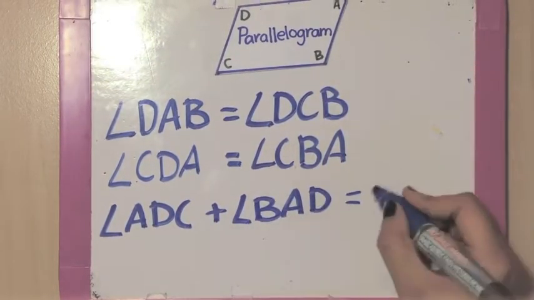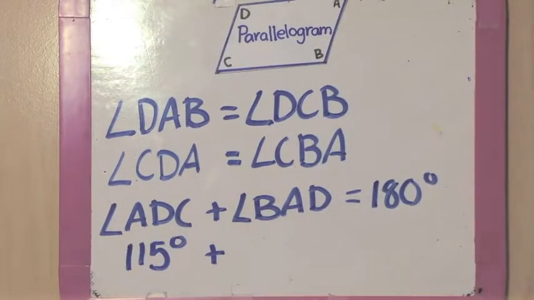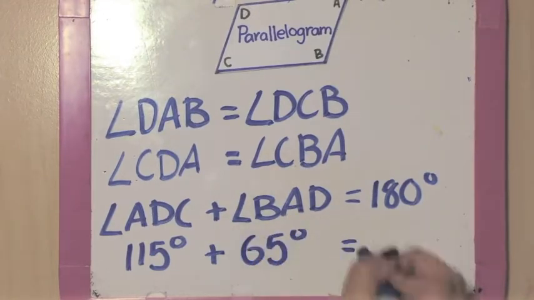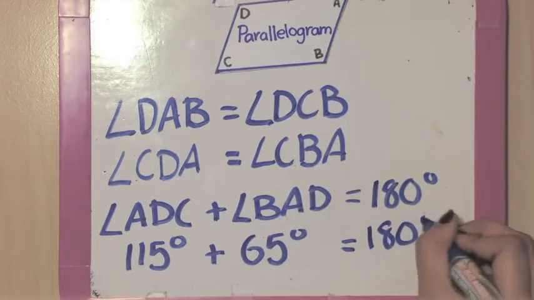And in order to prove that, we measure each of the angles, and ADC is 118 degrees and the other one is 65 degrees. After adding them up, we know that they equal 180 degrees.